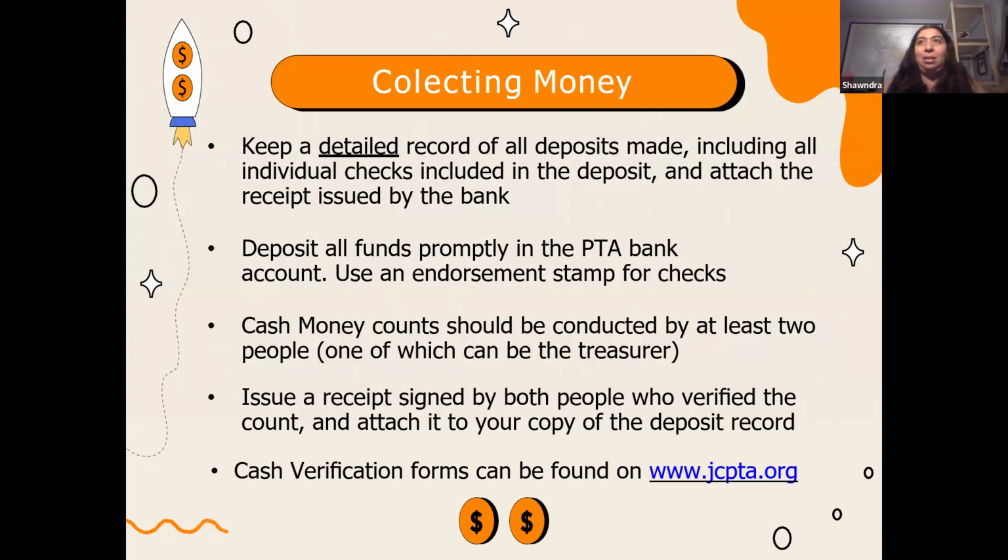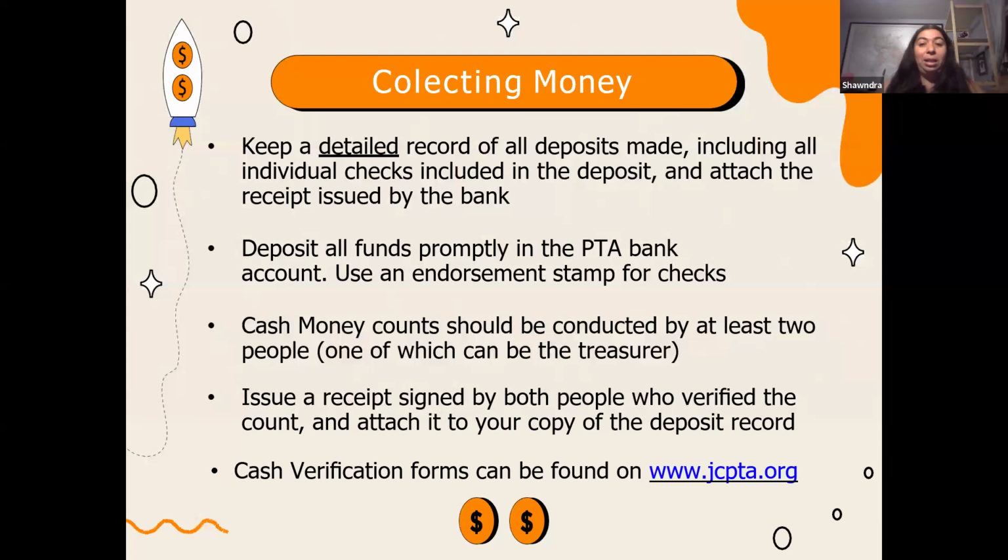Now, a lot of the times the electronic statements will show you copies of all those checks. I would check that out and see if that's an option for you, but it's just good to make sure you have that detailed record of the checks that are being deposited. Deposit all funds promptly in the PTA bank account. You don't want to be responsible for accidentally losing the money or something happening to it. So deposit it as fast as you can, as soon as you can. And then hopefully you've got an endorsement stamp for the back of your checks.